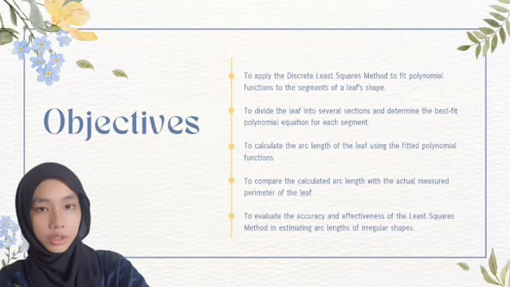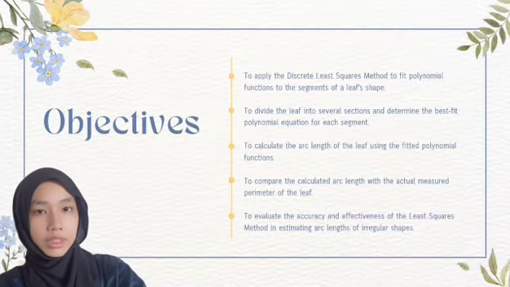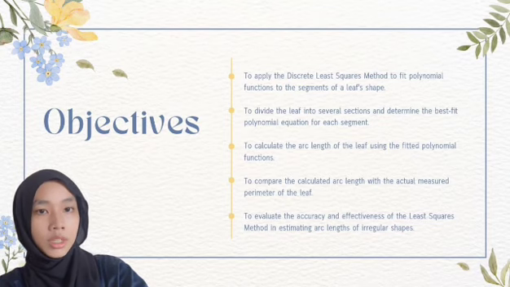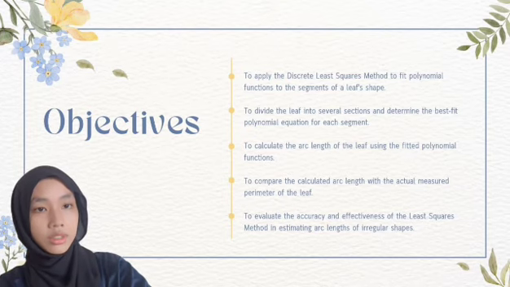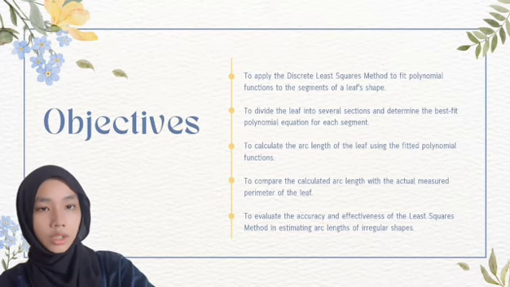The objectives of this project are as follows. Number 1 is to apply the discrete least square method to fit polynomial functions to the segments of a leaf shape. Number 2 is to divide the leaf into several sections and determine the best fit polynomial equation for each segment. Number 3 is to calculate the outline of the leaf using the fitted polynomial functions. Number 4 is to compare the calculated outline with the actual measured parameter of the leaf. The last one is to evaluate the accuracy and effectiveness of the least square method in estimating the outline of irregular shapes.